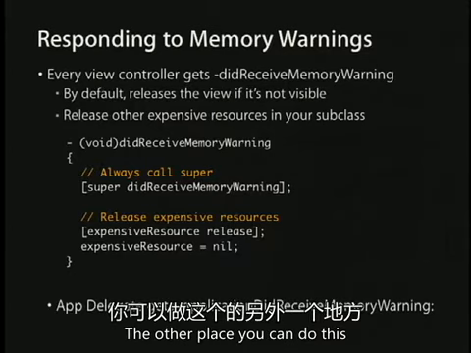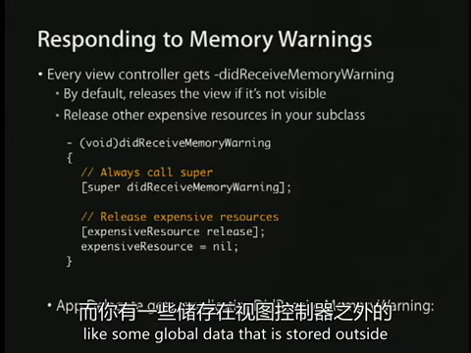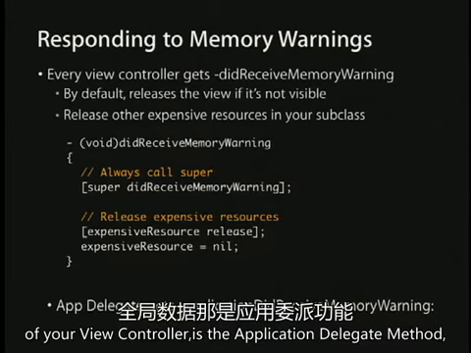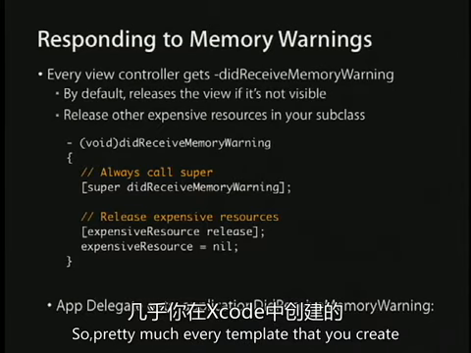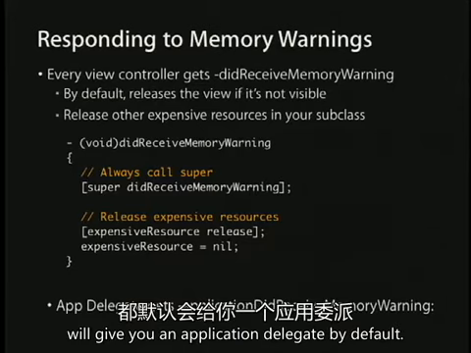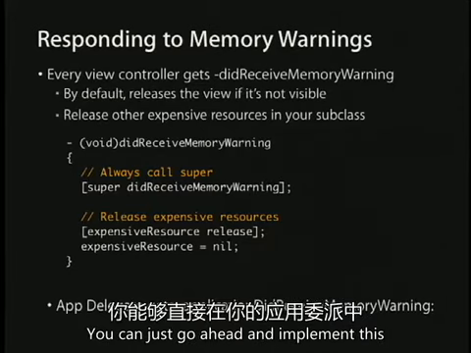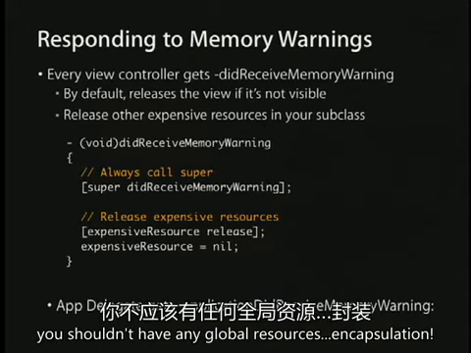The other place you can do this, if you don't have a view controller and you've got some global data that's stored outside of your view controller, is the application delegate method applicationDidReceiveMemoryWarning. Pretty much every template that you create in Xcode will give you an application delegate by default. You can just go ahead and implement this on your app delegate and release global resources if you have them, although you probably shouldn't have any global resources. So. Encapsulation.